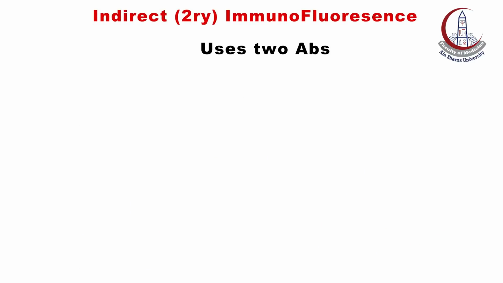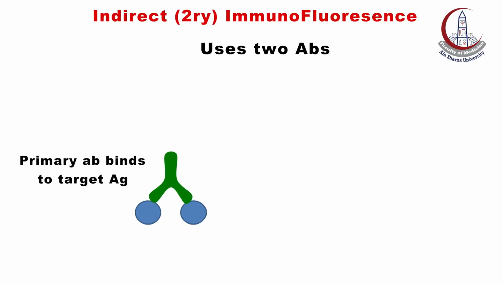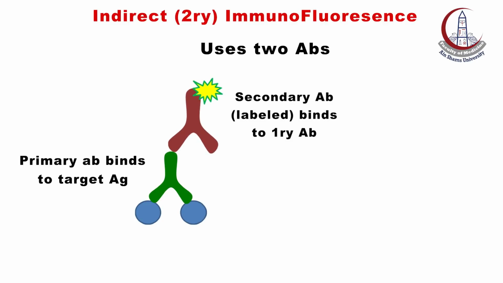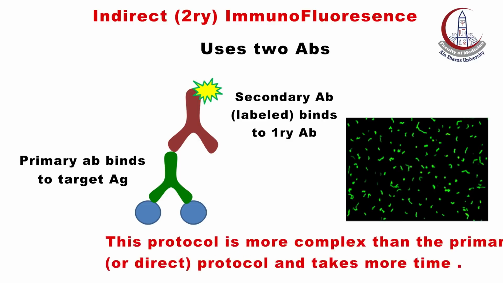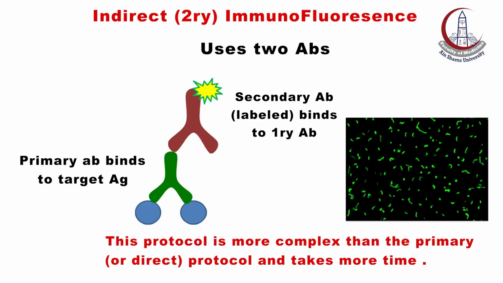In indirect immunofluorescence, two antibodies are used. The first, or the primary antibody, recognizes the target molecule and binds to it. The second, or the secondary antibody, which carries the immunofluorescence dye, recognizes the primary antibody and binds to it.